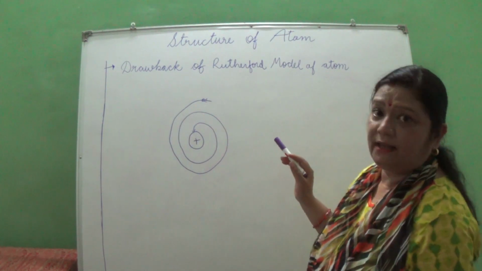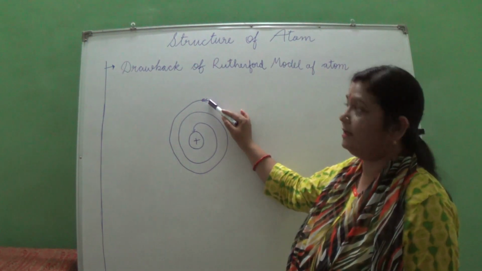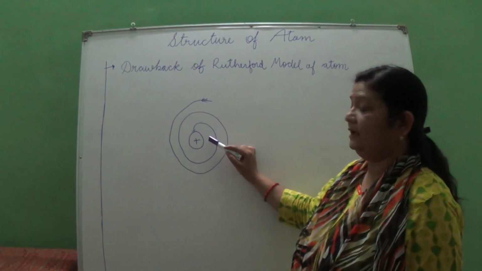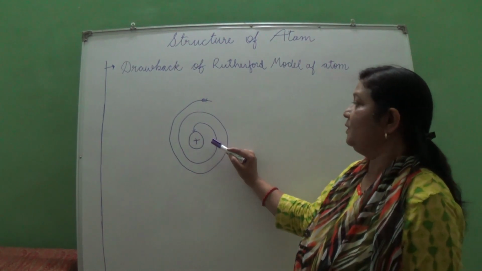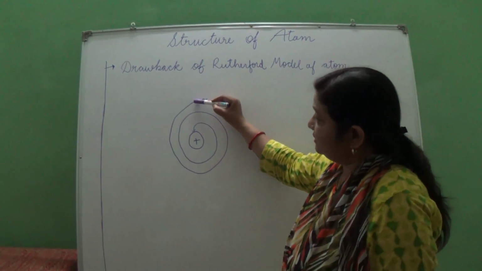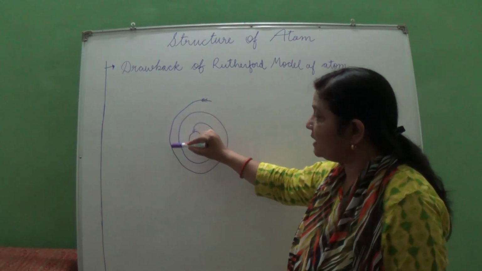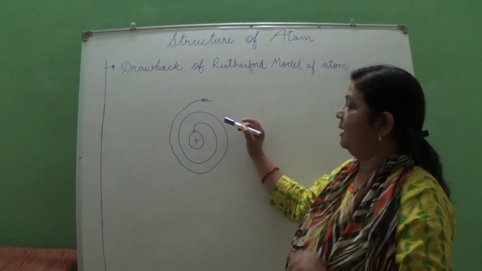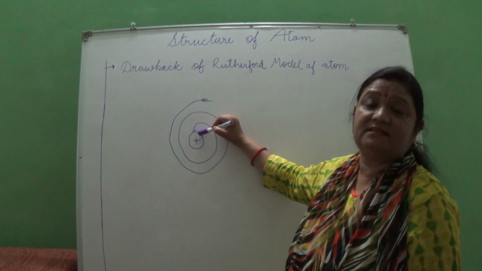Now let us discuss the drawback of Rutherford model of atom. He said that yes, the positive charge is present in the nucleus and the electron is present outside the nucleus in the orbit. This electron is revolving around the nucleus, and according to the electromagnetic theory of radiation, Maxwell said that if it is revolving, it will release energy, and if it releases energy, naturally the energy will go on decreasing, and a time will come when it will fall into the nucleus. But really this doesn't happen.